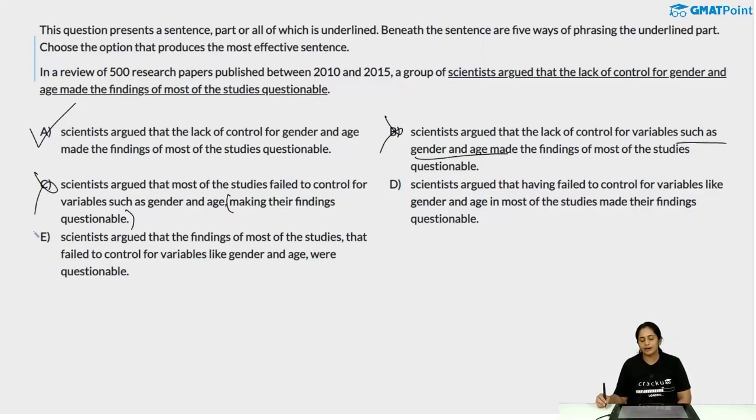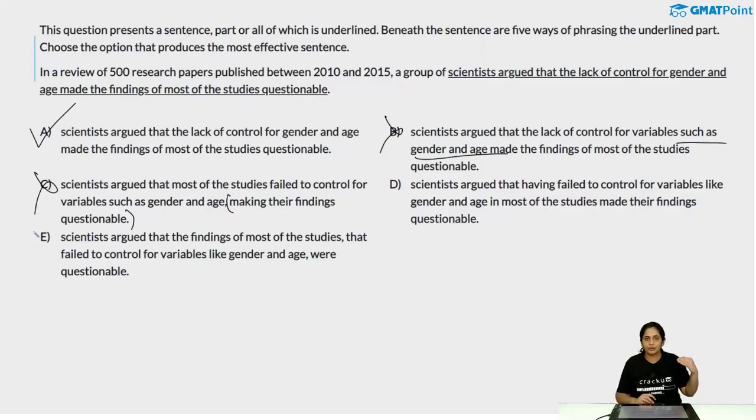Option D: Scientists argued that having failed to control for variables like gender and age in most of the studies made their findings questionable. So basically here the tense construction is kind of awkward, because you use having failed, a past perfect form. Whenever you are using the past perfect form, you are trying to say that something else which happened after that made their results questionable. But their results are questionable in the present, because it is now that we are saying that they are questionable. So it's not something that happened in the past but is not true anymore, or something that got over in the past.